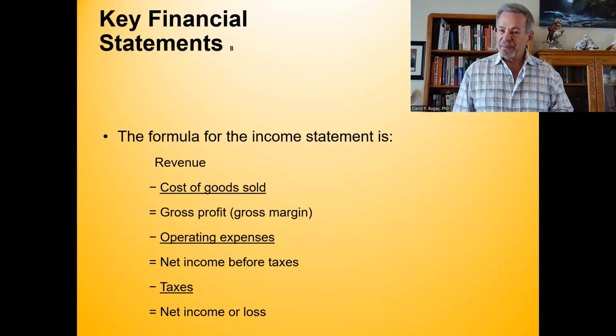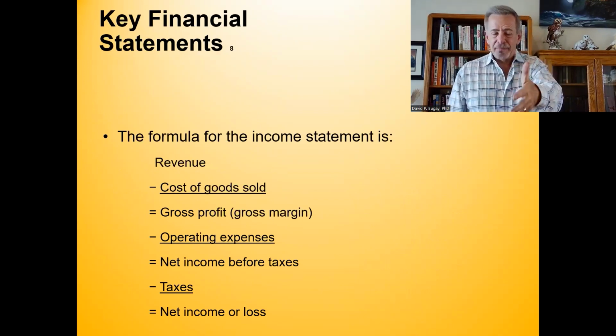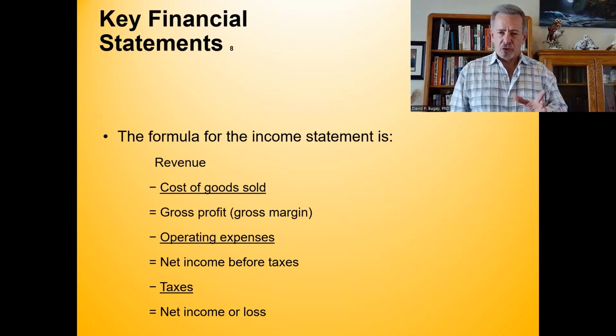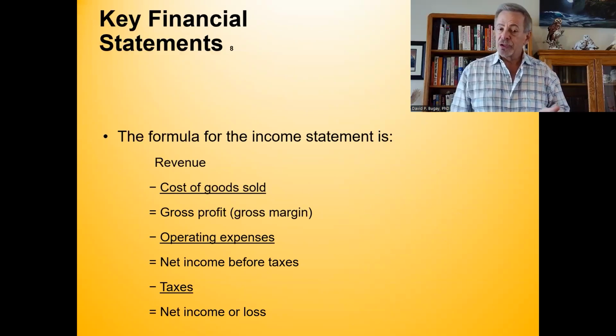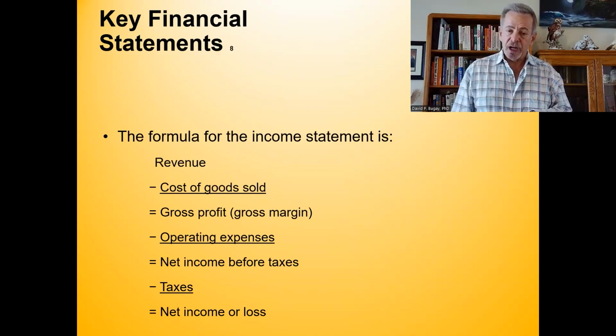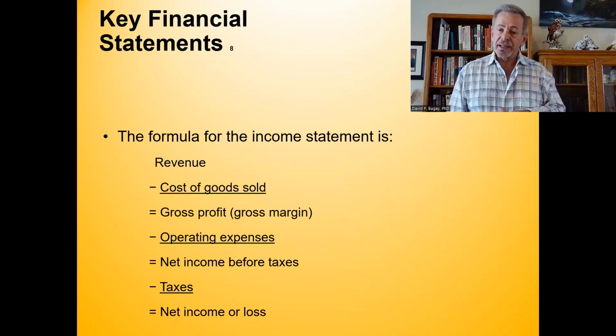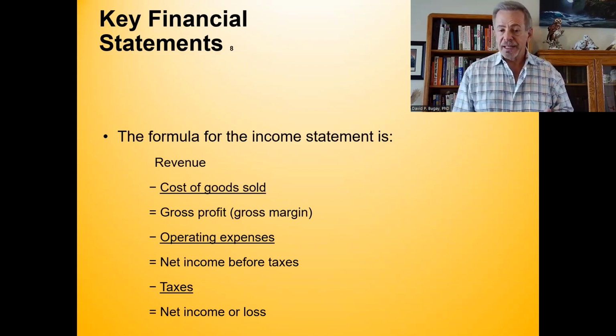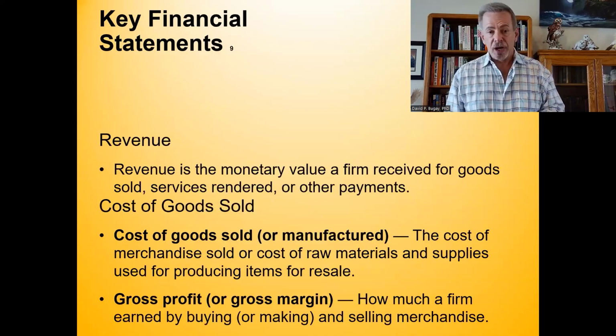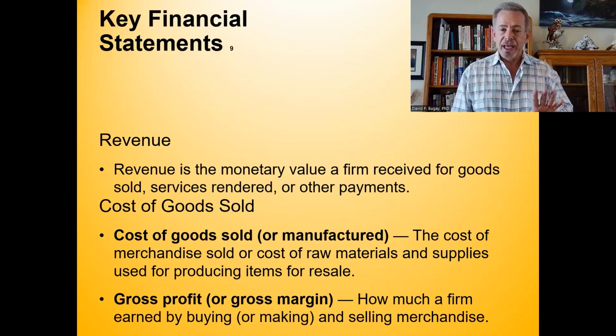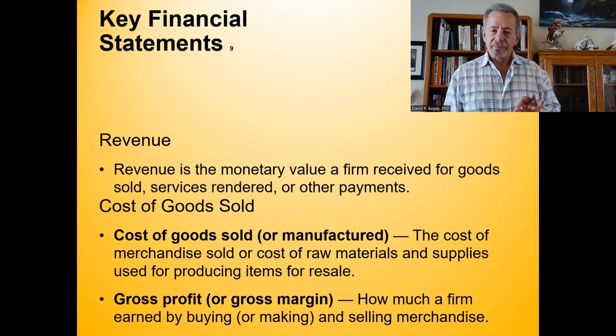Here is the formula. It looks kind of complex in this up and down picture of it. Revenue minus cost of goods sold, you know, how much you paid for the goods, that'll equal your gross profit. From your gross profit, you take all your operating expenses, and then that's going to be your net income before taxes. You take away your taxes, and then hopefully you'll have net income, or if not, you'll have a loss. So you pay attention to the components.